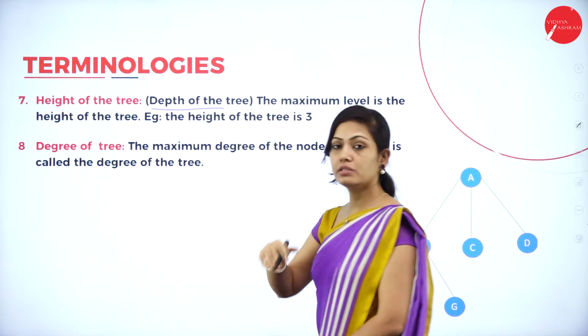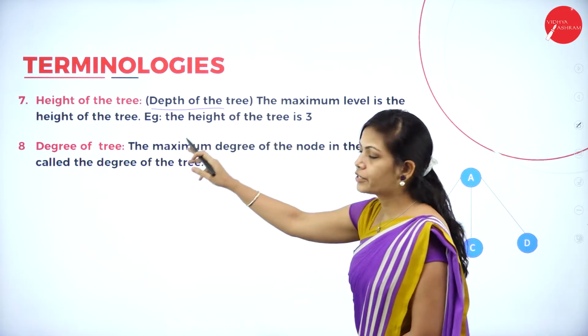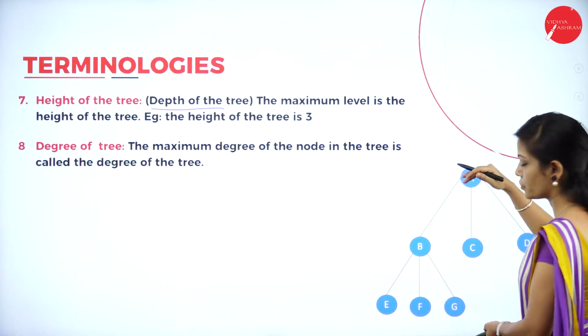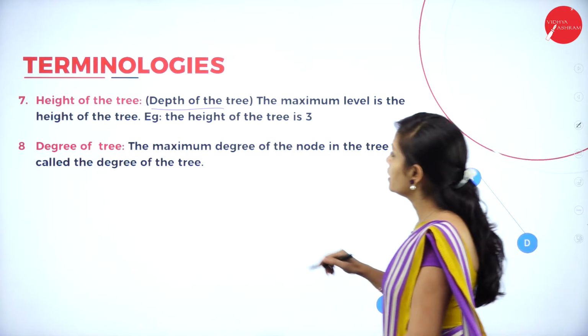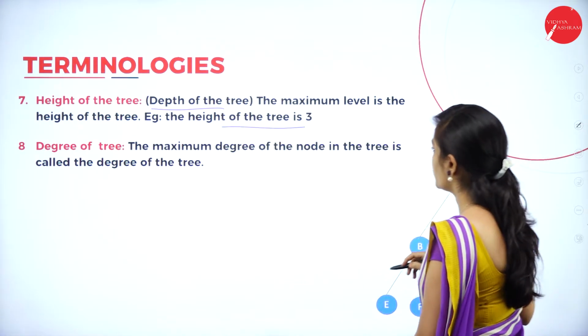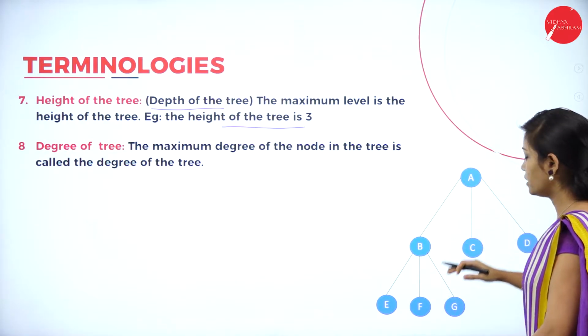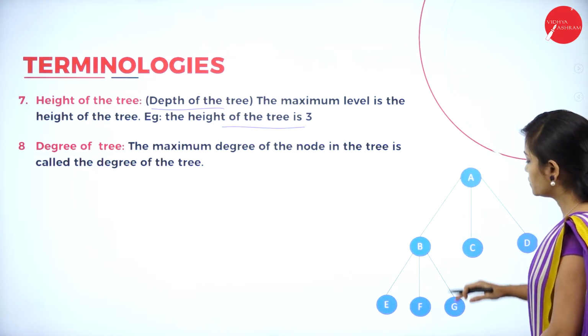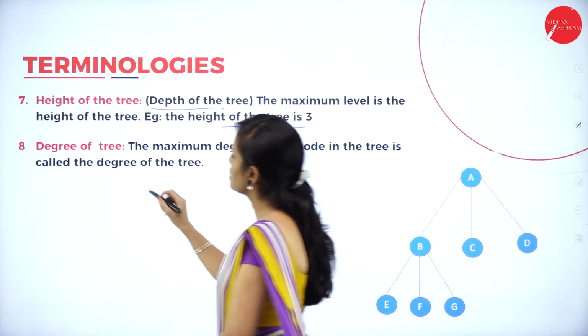And next is height of the tree. Height of the tree means the depth of the tree. The maximum level is the height of the tree. So now you can observe this tree. The maximum level is called the depth of the tree. Example, the height of the tree is 3. So how many branches are there? First, second and third. So now the height of the tree is 3. 1, 2, 3. And next is degree of tree.